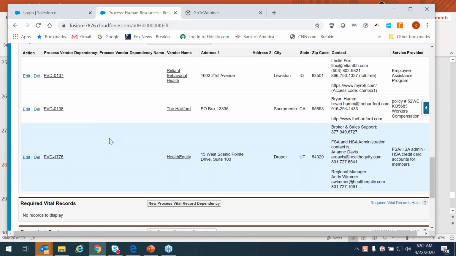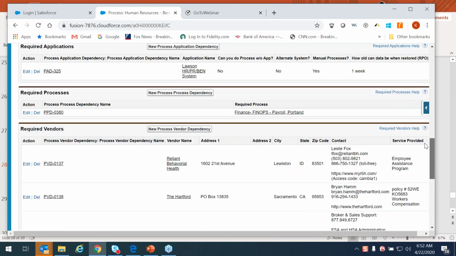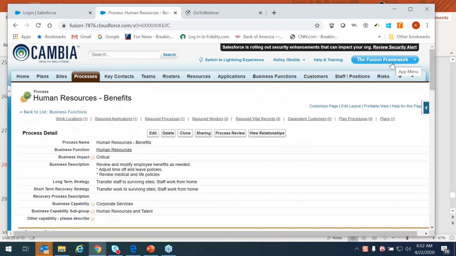Here's the vendors that they're required to do their job. They don't have any vital records. Another area of HR would have an I-9 as a vital record, for example, but not every business process has a vital record that needs to be accounted for. So a lot of our planning is done at that business process level.